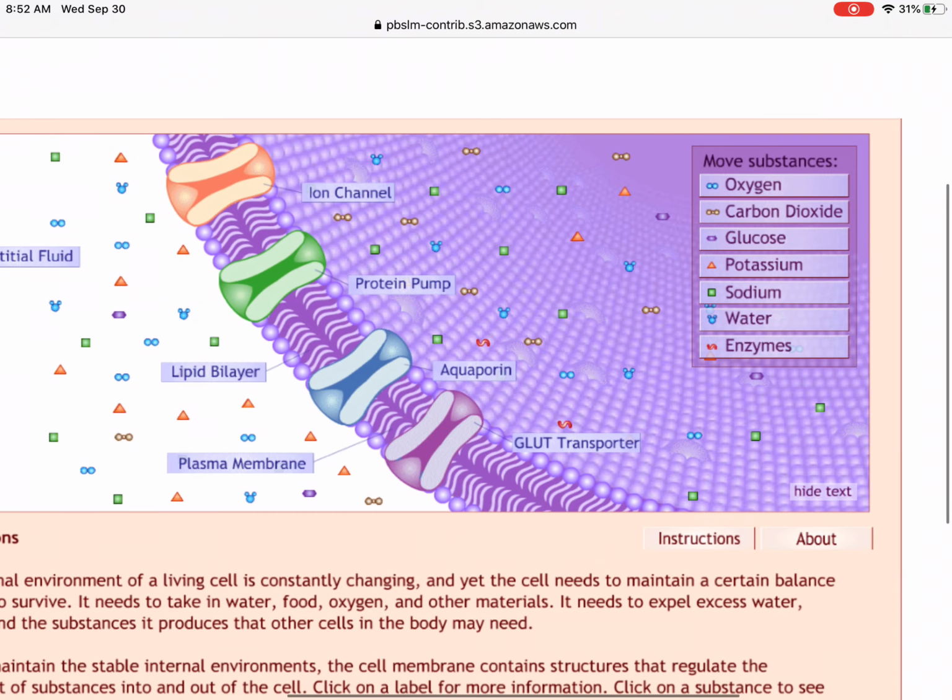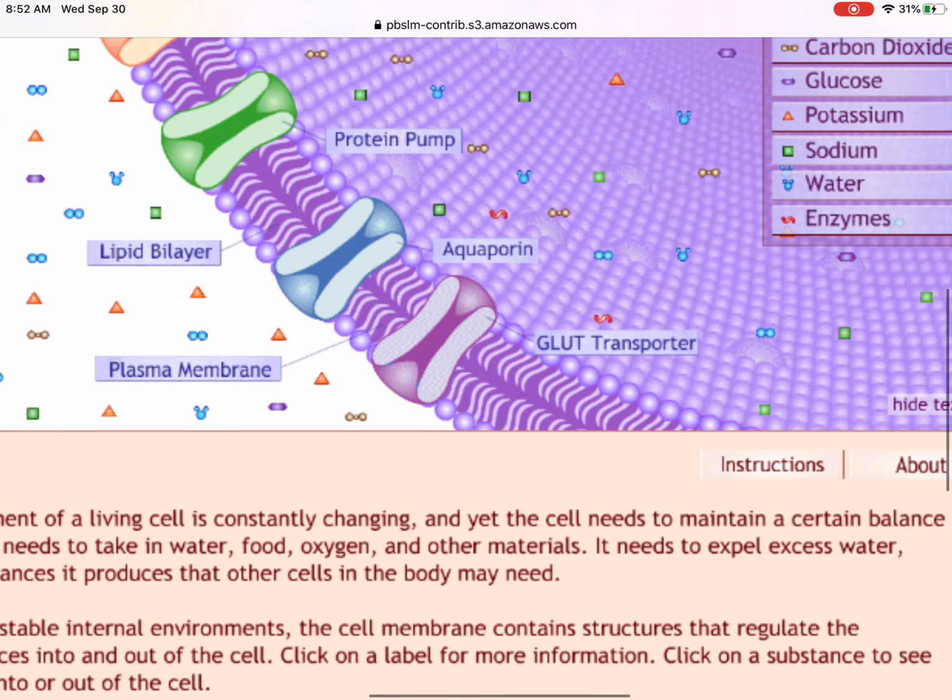You've got your phospholipids, which has the phosphate head and the lipid tail. You can throw your big gang signs now if you've got them, so you remember. They form a bilayer, so you've got an inner layer, which the phosphates face the inside of the cell, and an outer layer where the phosphates face the outside of the cell, and then the lipids are in the middle. It is selectively permeable. That means it only allows certain substances to pass through.